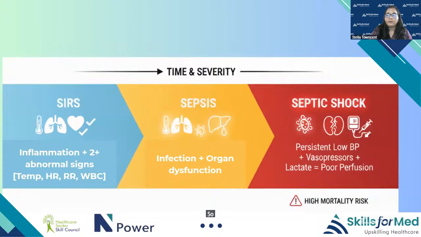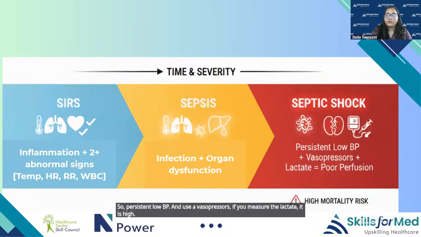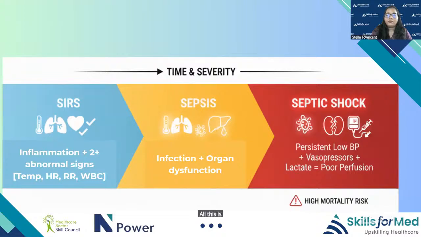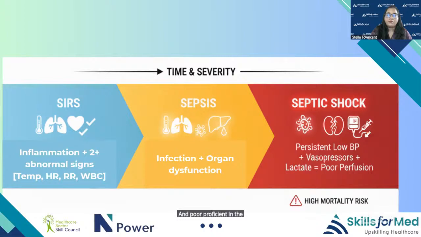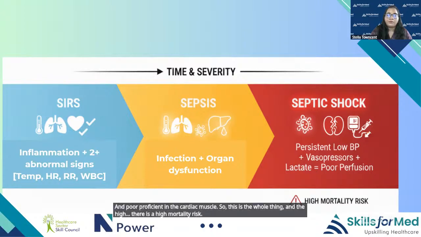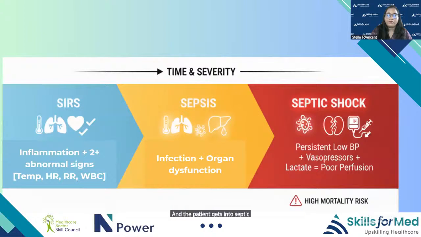So persistent low BP and use of vasopressors. If you measure the lactate, it is high. All this is evidence of poor perfusion. I think Stella explained that very well, that most of the cardiac arrest causes are because of poor perfusion to the tissues and poor perfusion in the cardiac muscle. So this is the whole thing, and there is a high mortality risk, and the patient gets into septic shock. So you can't allow them to go into this level. You should detect them at the level of SIRS, at least at the sepsis level.